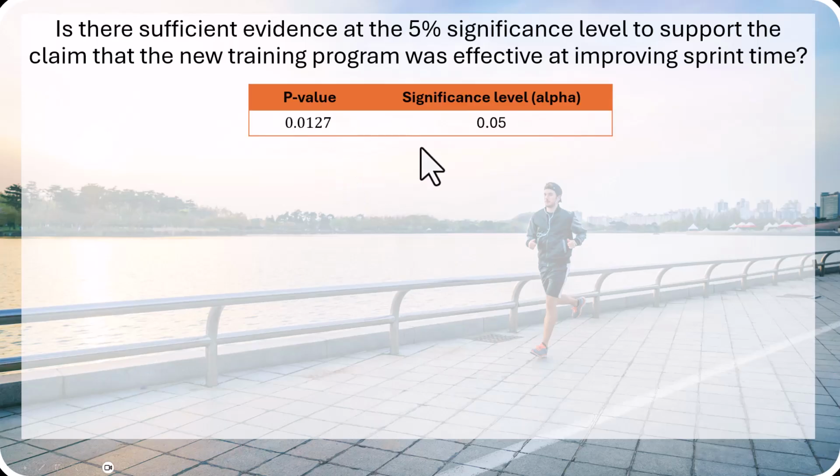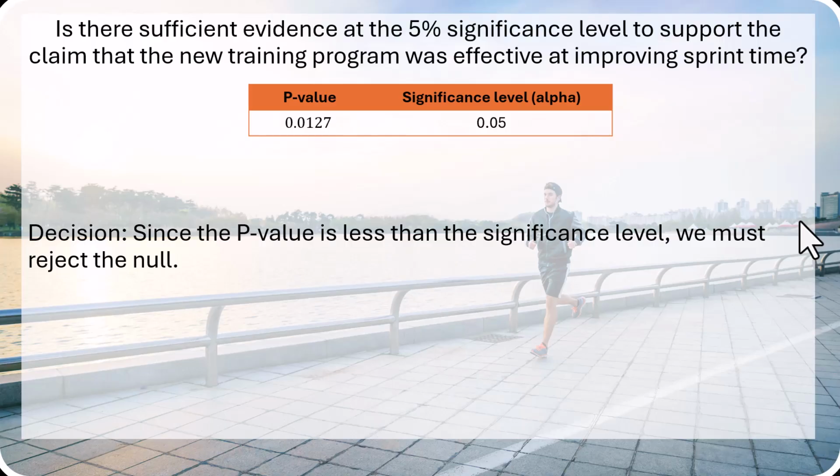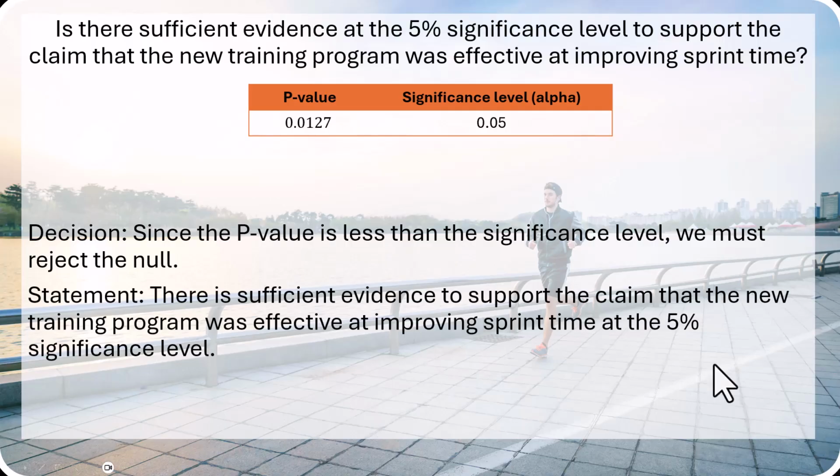Here's our p-value, here's our significance level. As you can see, the p-value is less than alpha, the significance level, which leads us to reject the null. So we say that there is sufficient evidence to support the claim that the new training program was effective at improving sprint time at the 5% significance level.